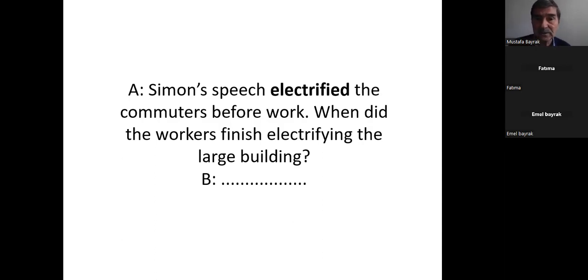When did the workers finish electrifying the large building? Physical meaning. They finished electrifying the building at 5 o'clock. Yes. They started electrifying the building in the morning at 9 o'clock, and they finished electrifying the large building at 5 o'clock.